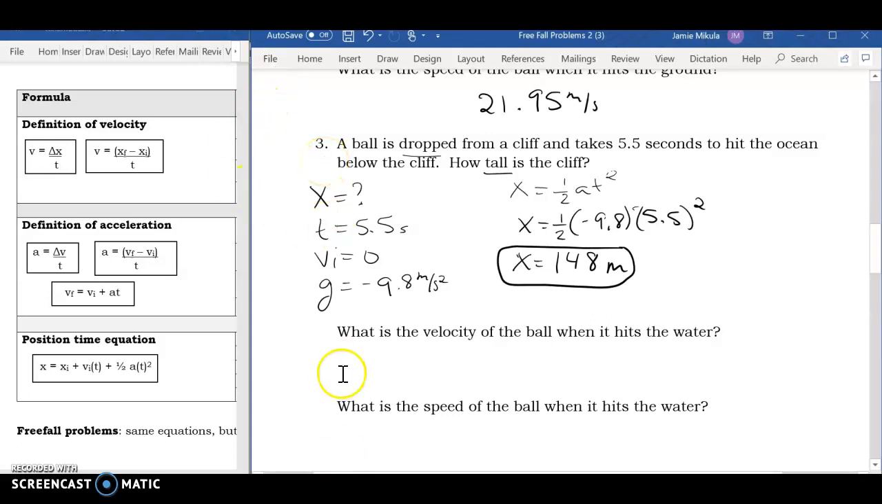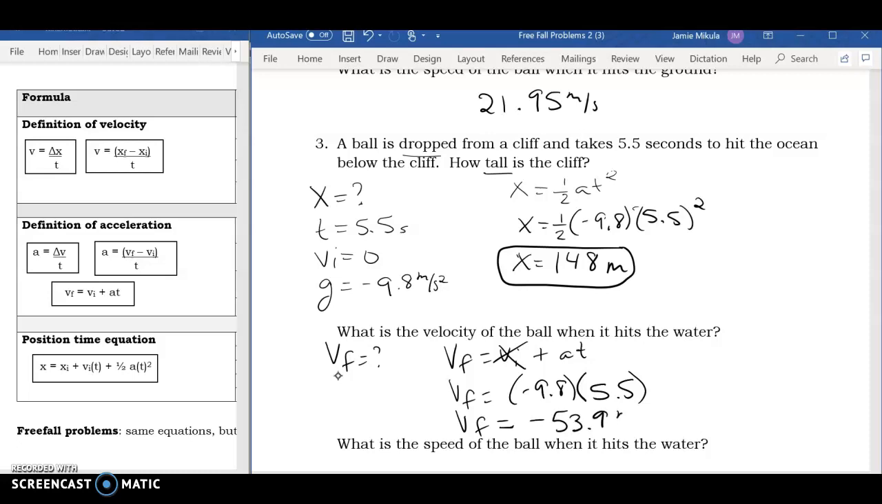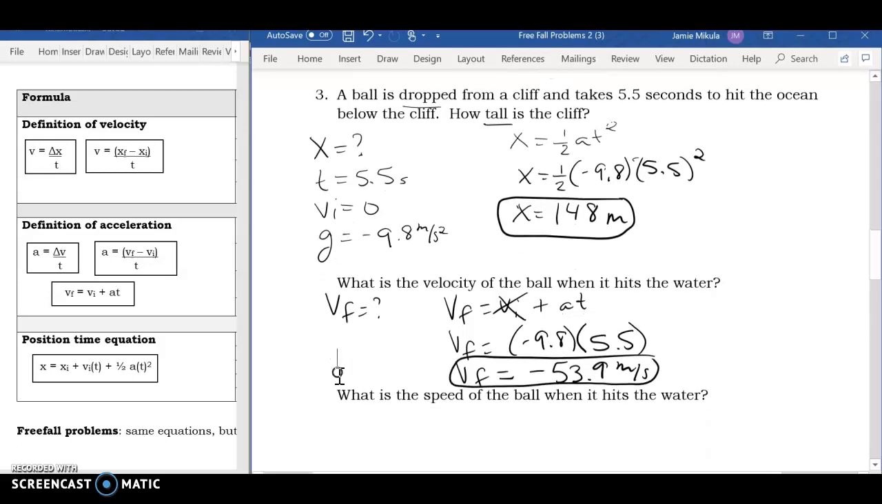All right, what is the velocity when it hits the water? So again, we're looking for VF. Okay, VF equals VI plus AT. VI is 0 still, so we can get rid of that. VF equals negative 9.8 times 5.5. Negative 9.8 times 5.5 is a final velocity of negative 53.9 meters per second. Again, take away the negative for the speed, and you will get 53.9 meters per second.